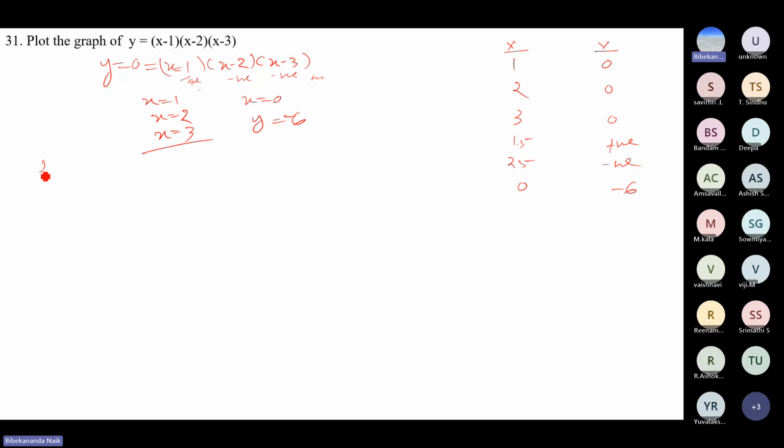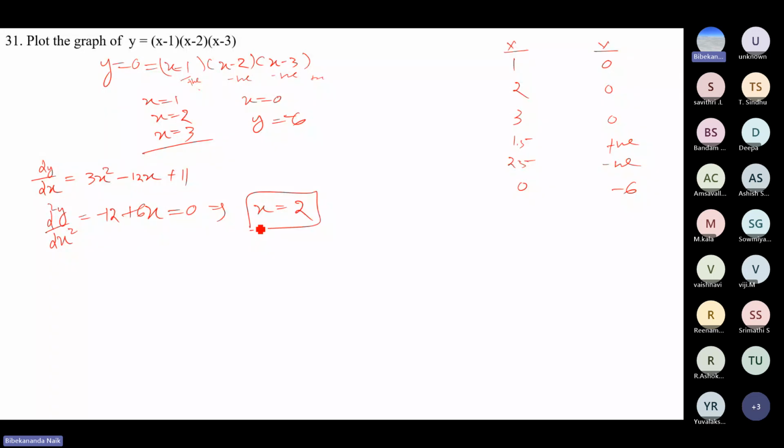Now let's take the derivative. dy by dx will be 3x square minus 12x plus 11. And again, if you take d square y by dx square, it will be 6x minus 12. So when you put d square y by dx square equal to 0, we will get x equal to 2.